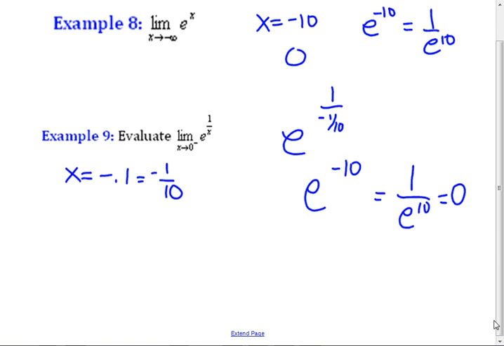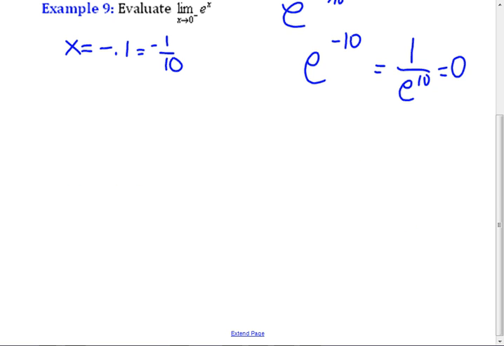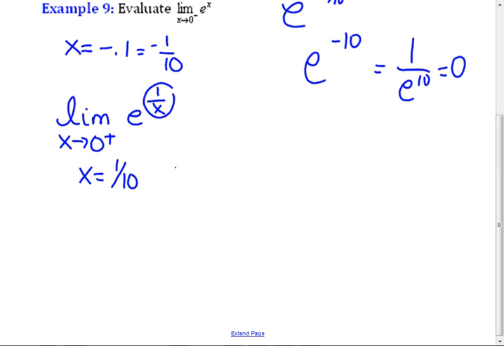Let's do the next one on the sheet. How about we do the limit as x approaches 0 from the right? Let's put in x equals 1/10. This is just a reciprocal, so it's e to the 10th. I want you to realize that this is going to infinity. So from the left, it's going to 0.